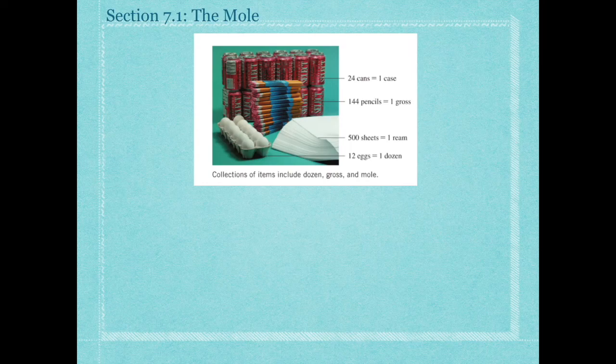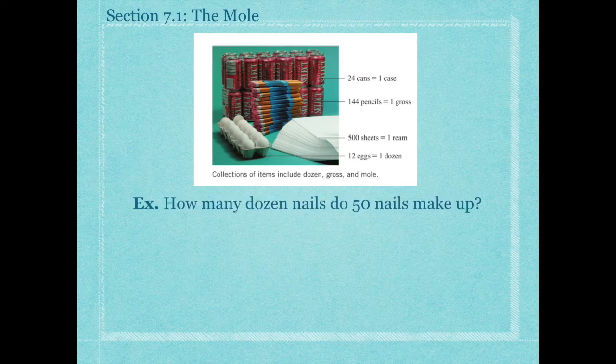Just as if I say I have a case of cans, that means I have 24 cans. Or if I have a gross of pencils, it's 144 pencils. Or one you might be more familiar with, 12 eggs is a dozen. One mole represents a very specific number, and we're going to get to that in 1 second, but let's first work on one conversion problem.